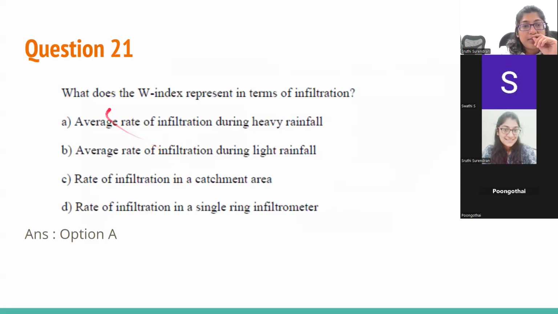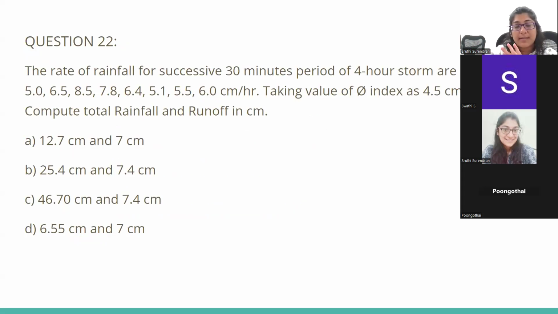So the correct answer for this is option B, the average rate of infiltration during heavy rainfall. Now, why not light rainfall? We talked about how when the rainfall intensity is less than the infiltration capacity, all of the water is going to go as infiltration. But during heavy rainfall, we want to know the average infiltration rate, and after that rate, water is going to go off as runoff. So what is that average rate of infiltration? This is a question making use of the formula of the phi index.